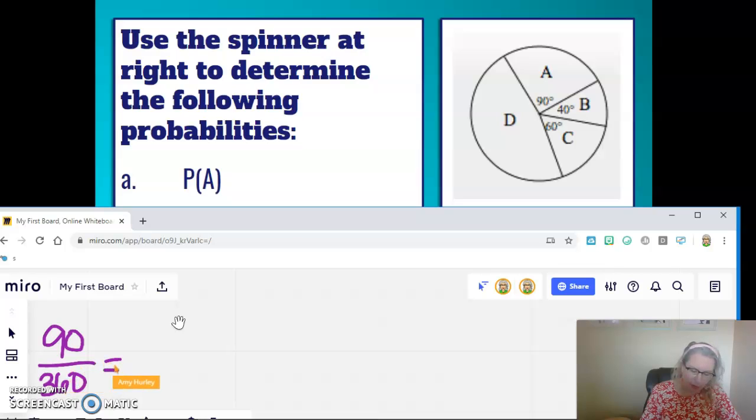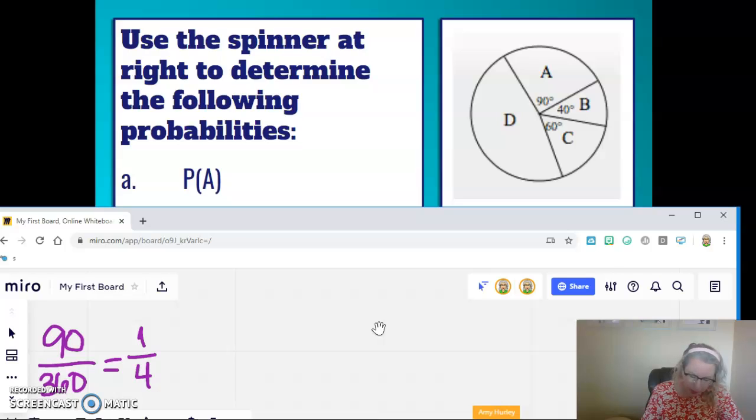And 90 out of 360 is the same as 1 out of 4, which means that we are basically saying that the part of the spinner that is A is 1/4 of the entire circle, which means P of A is 1/4. Probability of landing on A is 1/4.